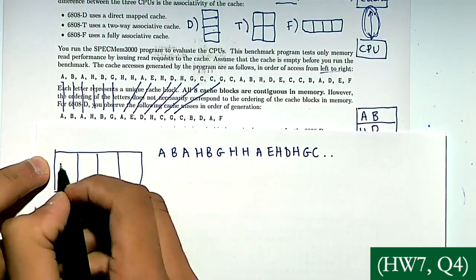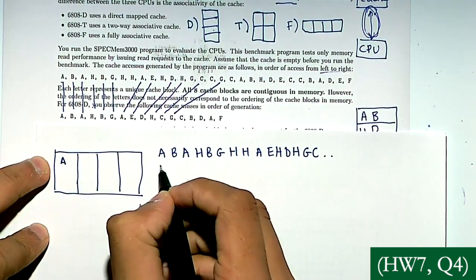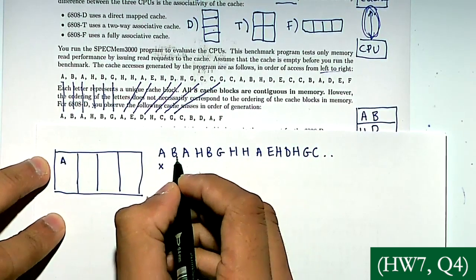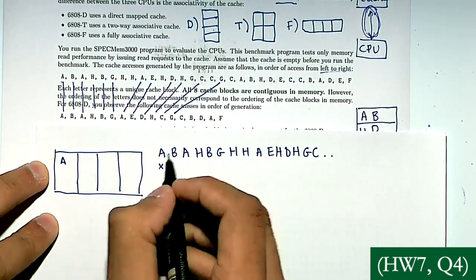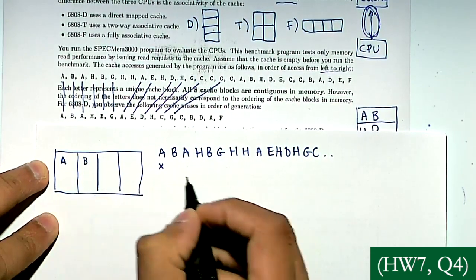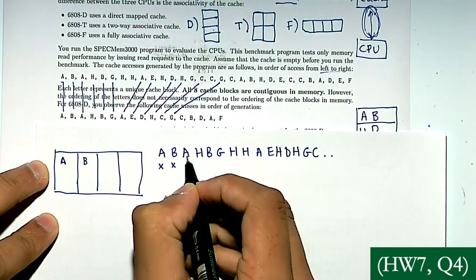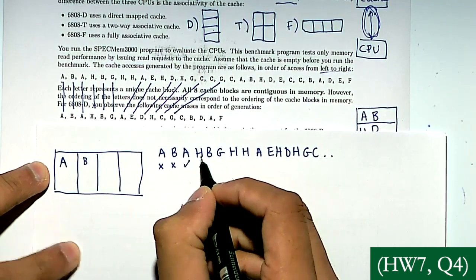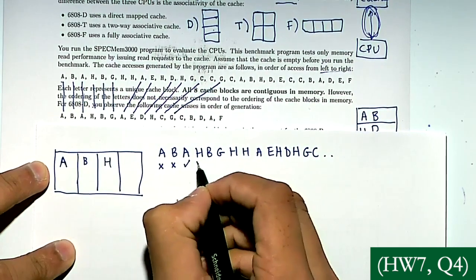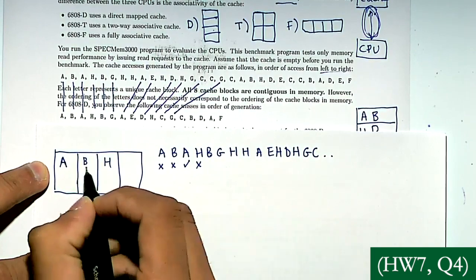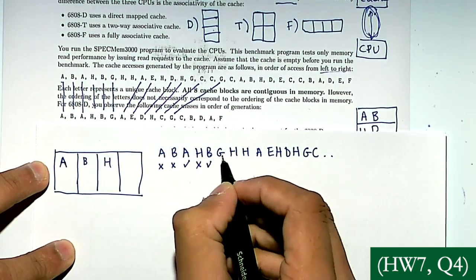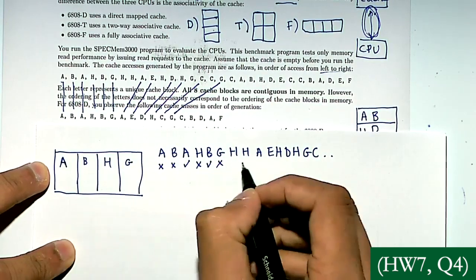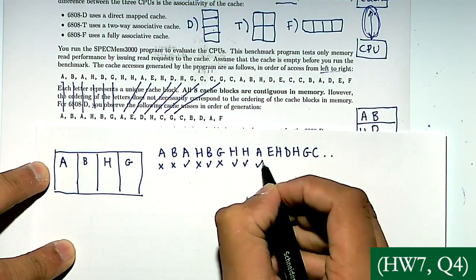So the first A gets brought into the cache, and so it's a miss. So I'm going to denote that by putting an X underneath it. B gets brought in. It's also a miss because it doesn't exist in the cache, but we put it in a different way because there's free space. So that's a miss. A is a hit in the cache because it already exists here. So that's fine. H is new, so we put it here and mark it as a miss. B is already in the cache, so that's fine. G is not in the cache, so we bring it in, and it's a miss. H is already in the cache.